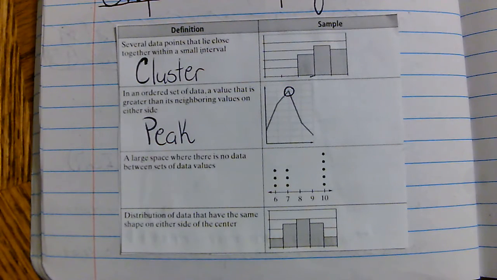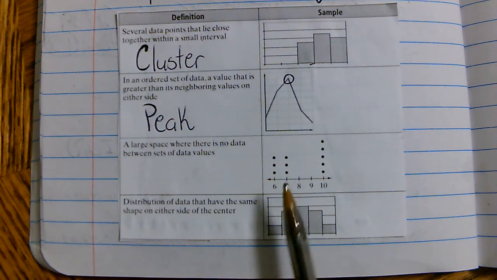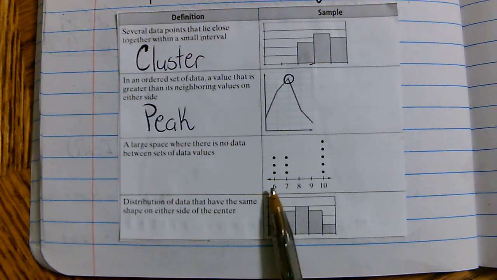It is higher than any of the other points in the graph. If we're dealing with the dot plot, it would be the highest point in the dot plot, the highest point in the histogram, whatever type we're looking at there.